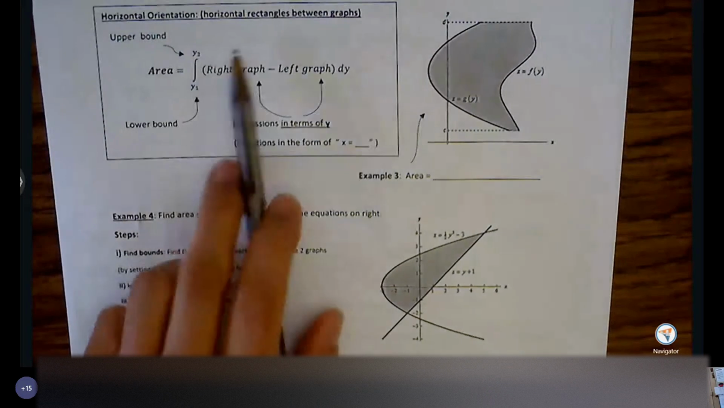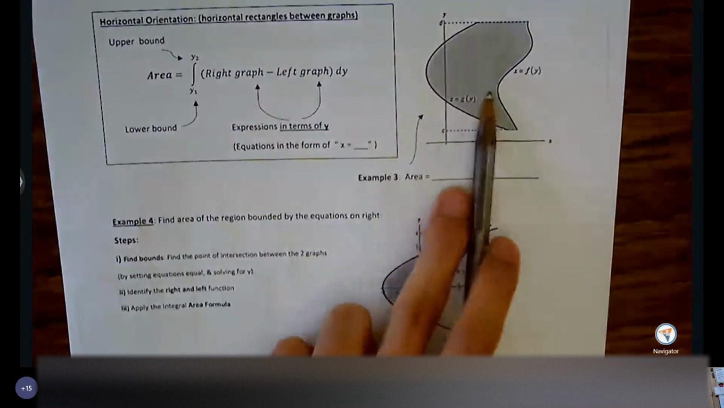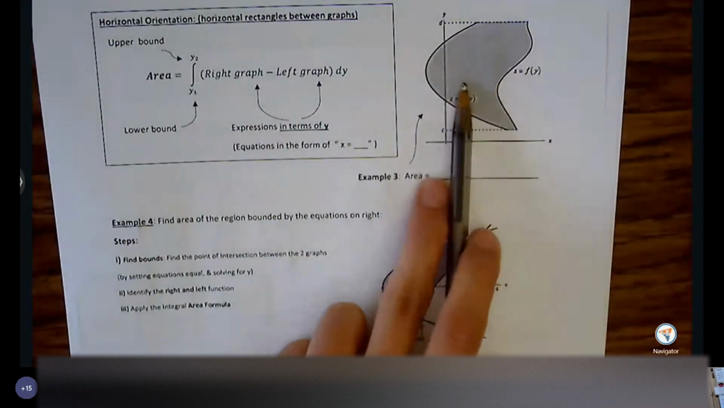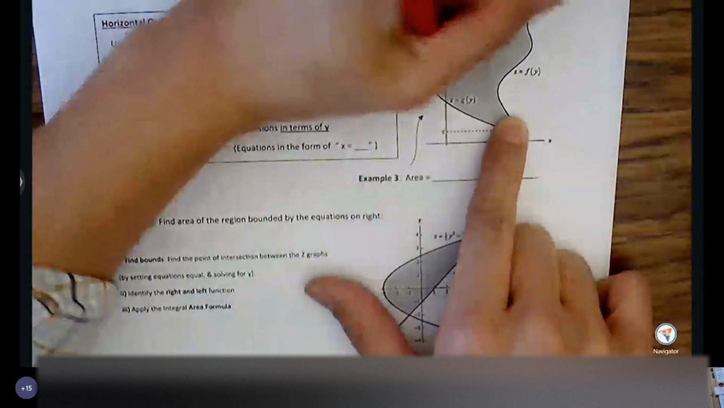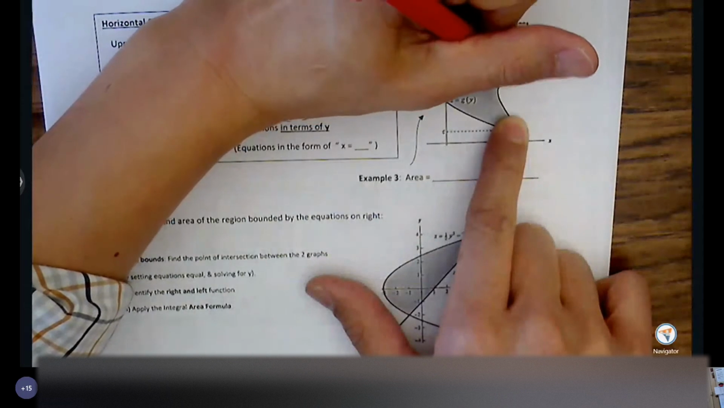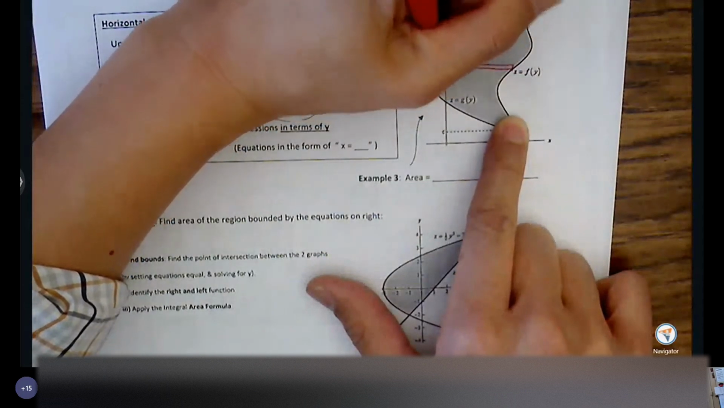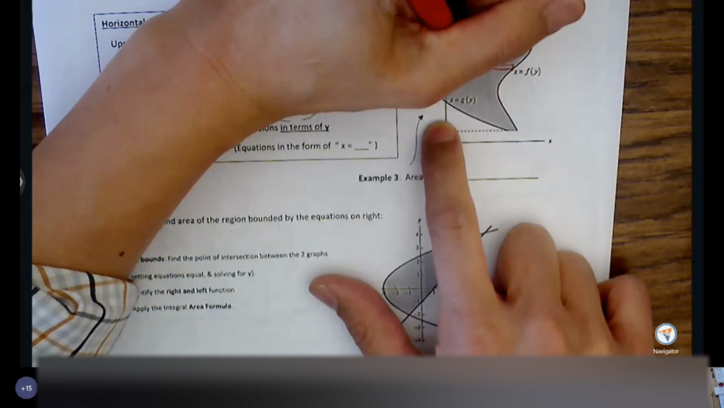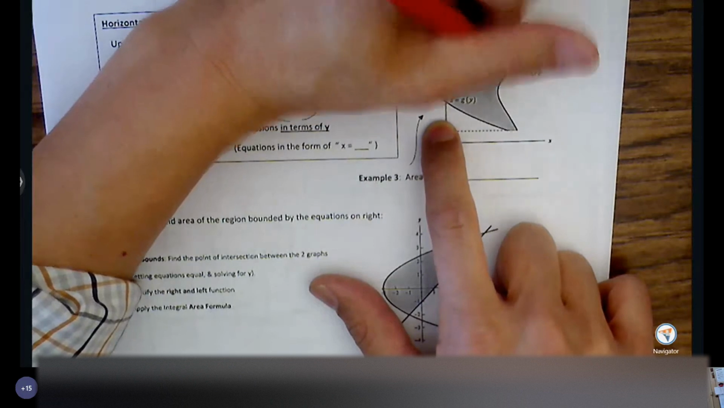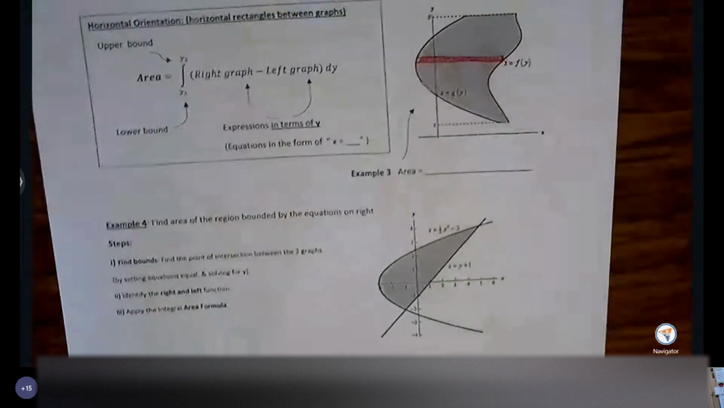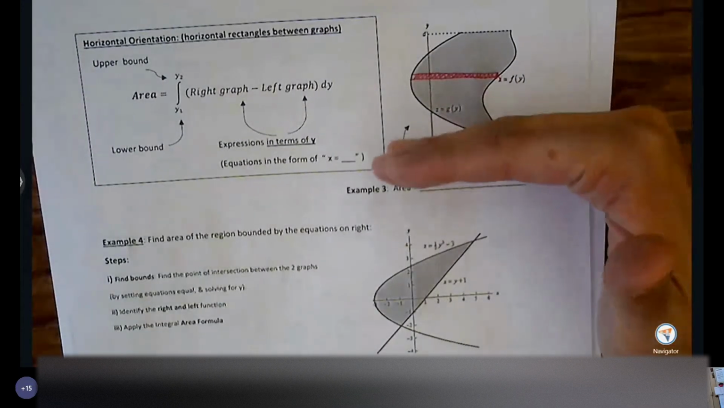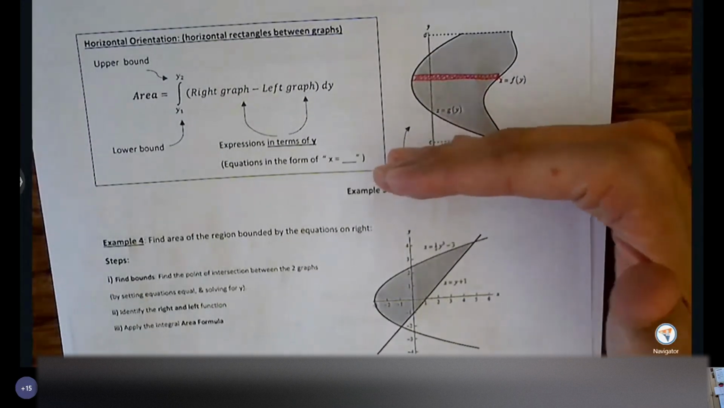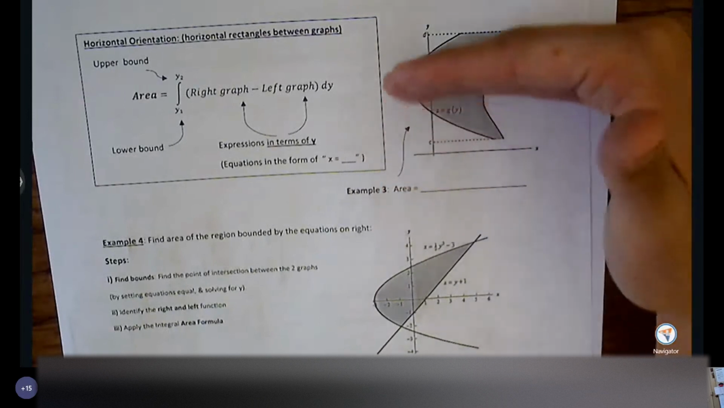Now we can imagine, though, because they're across from each other, we can draw a horizontal rectangle that connects the two graphs. So let's go ahead and do that first. This gives you some visual idea of how the area is going to be found. It's going to be essentially stacking these infinitely thin horizontal rectangles from the lowest point of our bounded shaded region all the way to the top.